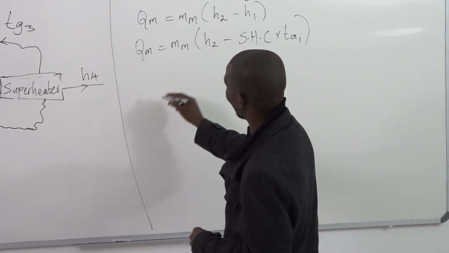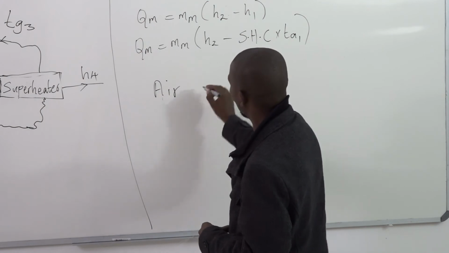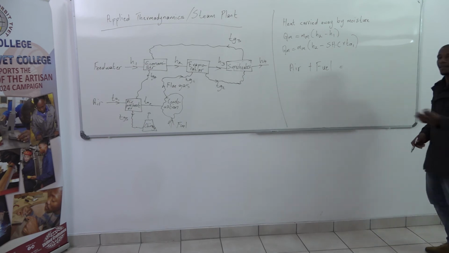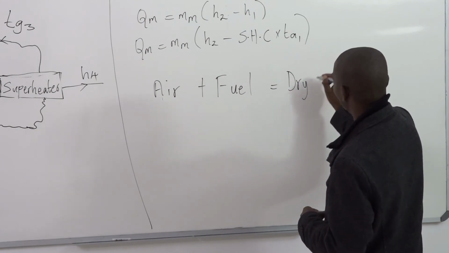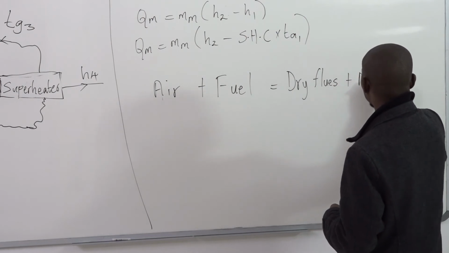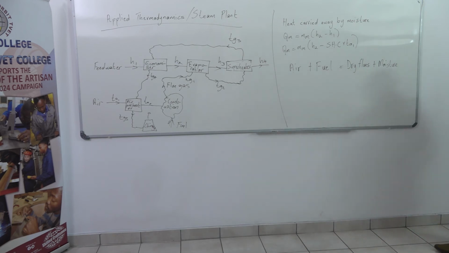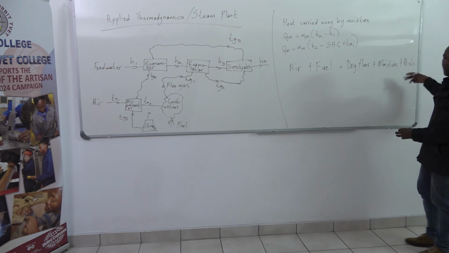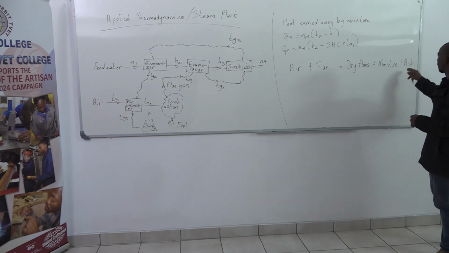To get these masses, we know that air combines with fuel. Air plus fuel forms the dry flue gas. Dry flue gas plus moisture, then plus ash or non-combustible products. We could say ash or non-combustible products, if our fuel has products that cannot be burned.